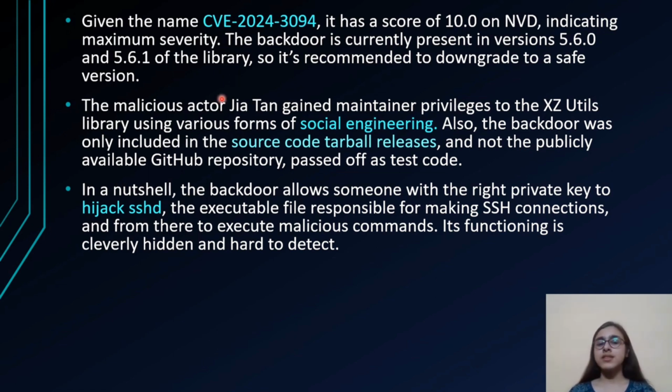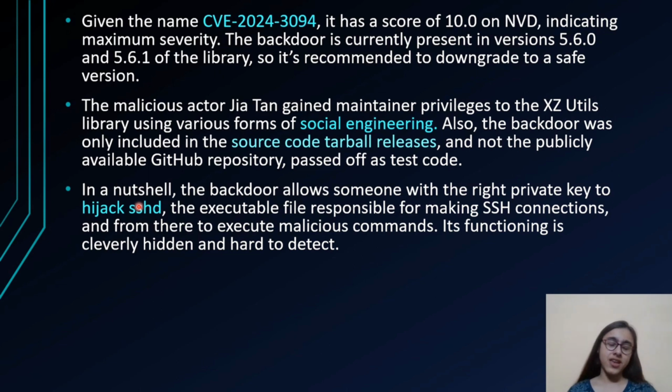The backdoor was inserted by a user by the name of Jiatan, who gained maintainer privileges to the Utils library using social engineering. And the backdoor was only included in the source code tarball releases, which are basically used by users to download the library, and the backdoor was not publicly available on the GitHub repository.